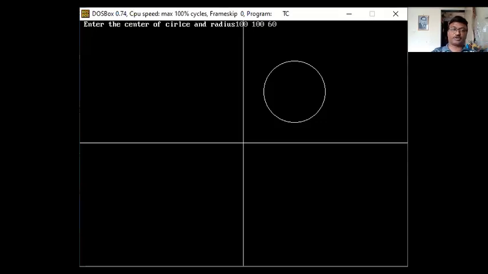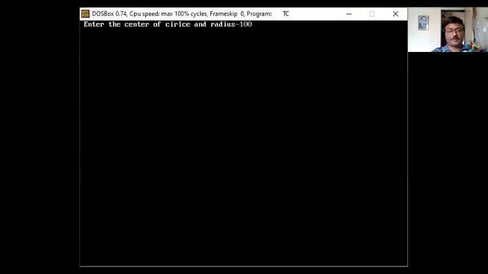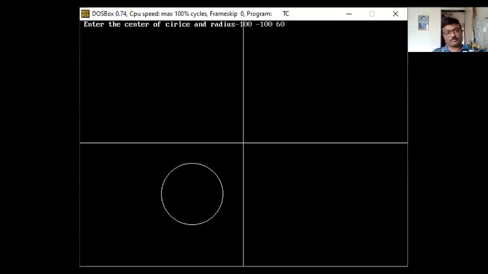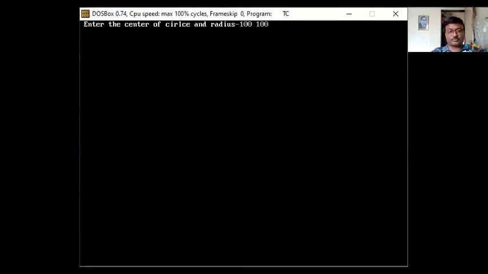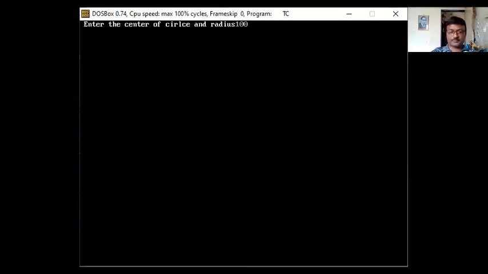That's why the circle appears in the first quadrant. Suppose I replace the positive values with negative ones, minus 100 minus 100, in the third quadrant, and this is my 60. In the third quadrant, it will be displayed. Now proceed for the next one, again minus 100. You have to check in all the quadrants whether the circle is drawn. So this is in the second quadrant. And for the last one, you can verify with 100 minus 100 and 70 somewhere.